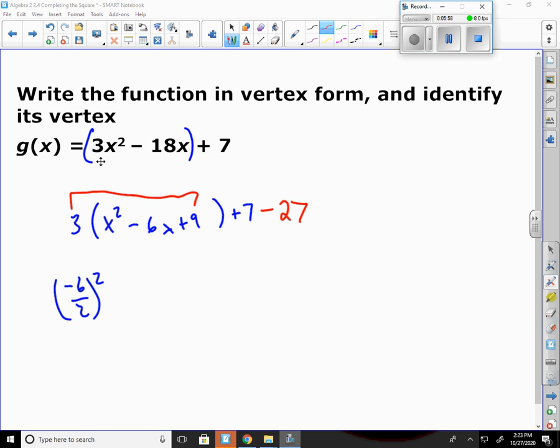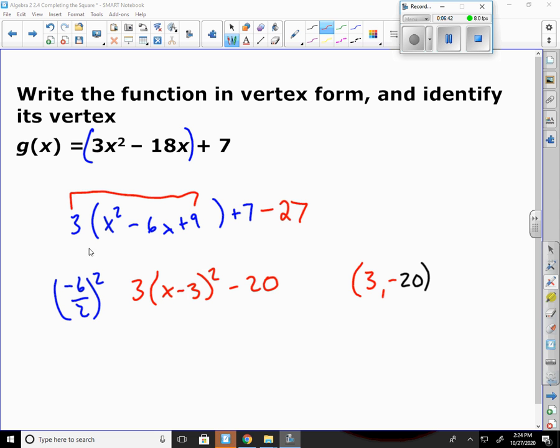So anytime you factor a 3 out or any number out, make sure that whenever you're figuring out what to subtract back here, you account for the fact that you're multiplying whatever's inside of here by the number that's out in front now. Kind of a trick question. So now we set this up exactly the same way here. We have 3, and then this was negative 3, so x minus 3 squared. And then 7 minus 27 gives me negative 20. So my vertex is still opposite, so positive 3, and then it's minus 20.